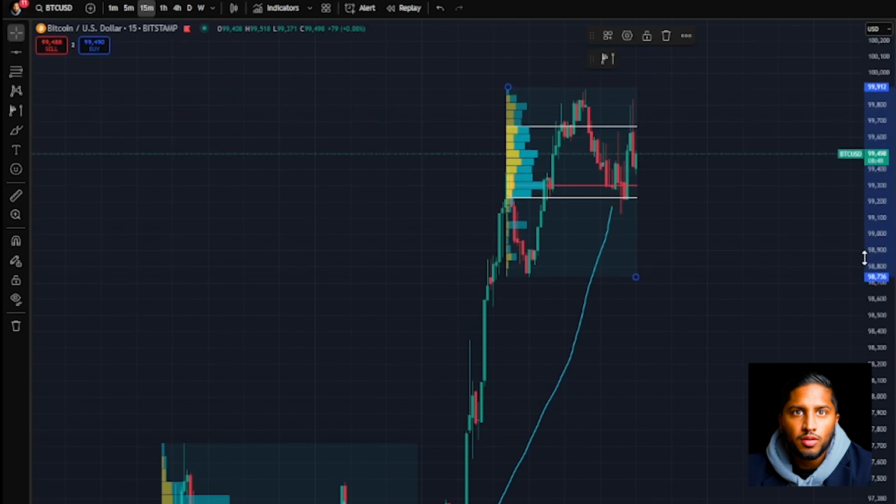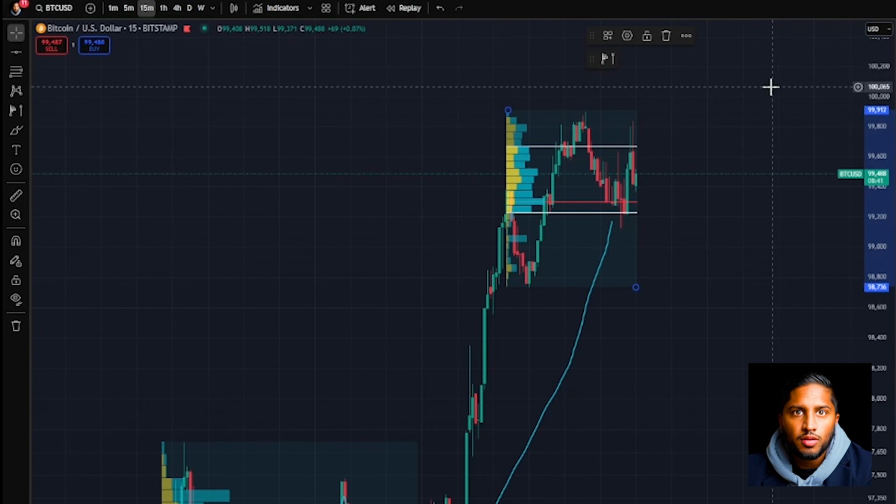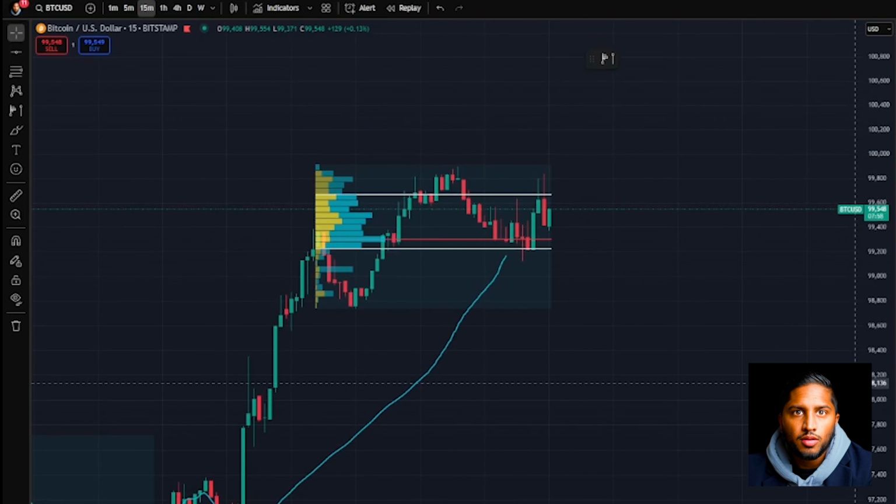I'll keep my stop losses super tight. If we break 100, we might end up going to 105, 106. And overall, I like using this method of checking for volume activity versus the traditional up and down bars.